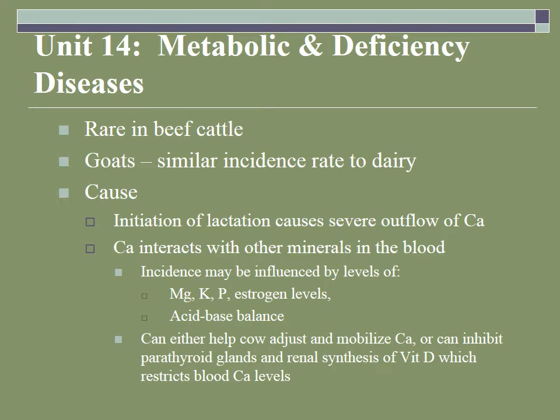So calcium interacts in addition with a lot of other minerals in the blood. So whenever we have a lot of different things going on and changes in pH in the blood, then sometimes we can have calcium flows blocked or kept down just because of some of the other balances of minerals like magnesium, potassium, phosphorus, even estrogen in the blood that might cause issues out there.